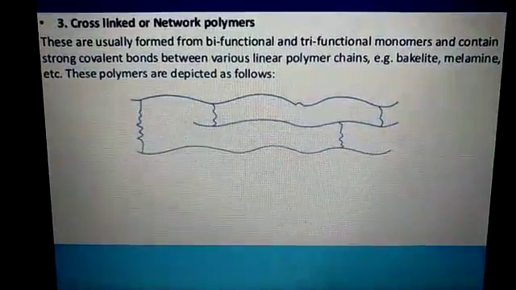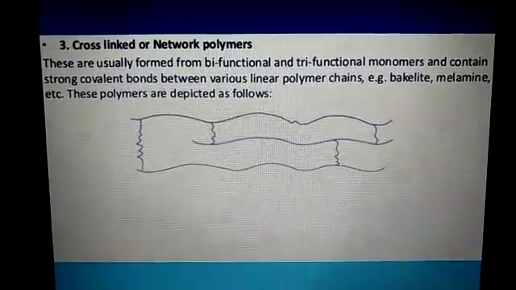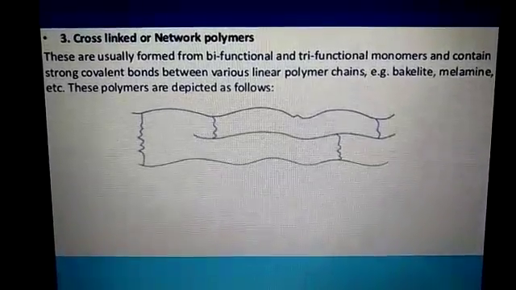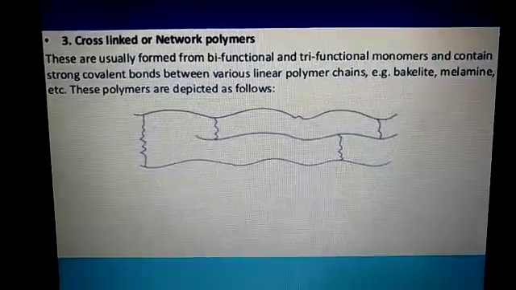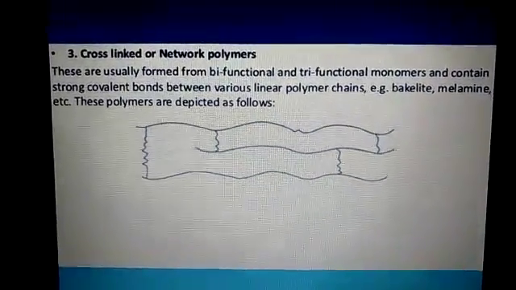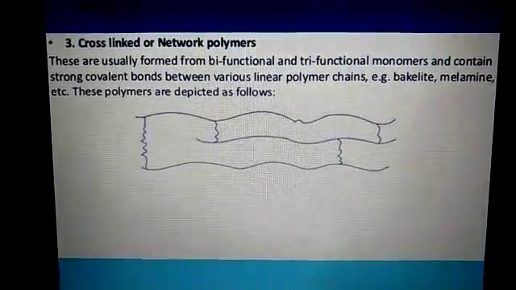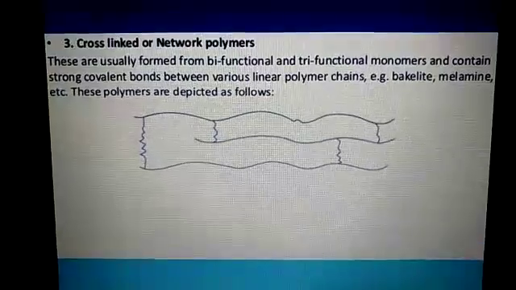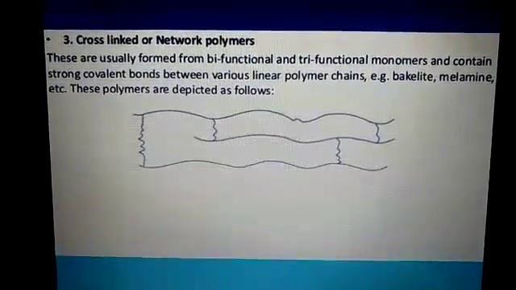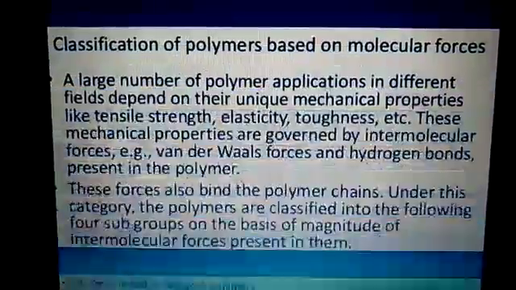Cross-linked polymers. In these polymers, the initially formed linear polymer chains are joined together to form a three-dimensional network structure. The three-dimensional network structure develops due to the presence of cross linkages, so these polymers are also known as cross-linked polymers. These polymers are hard, rigid and brittle. Example, bakelite and melamine formaldehyde polymer.